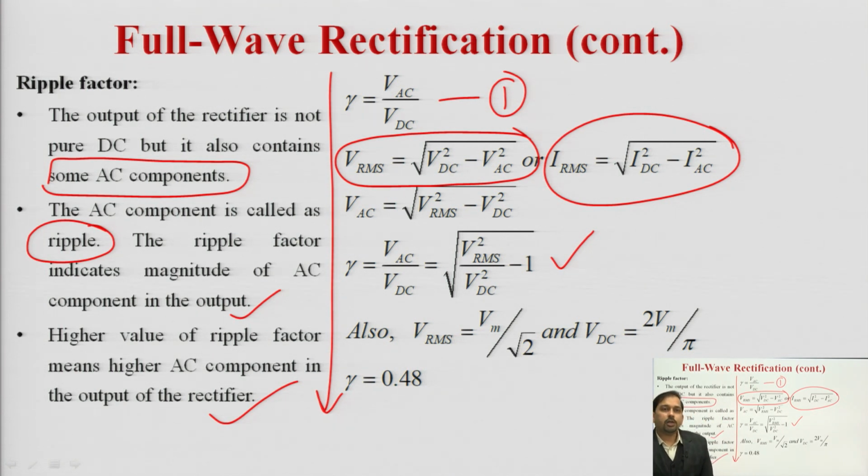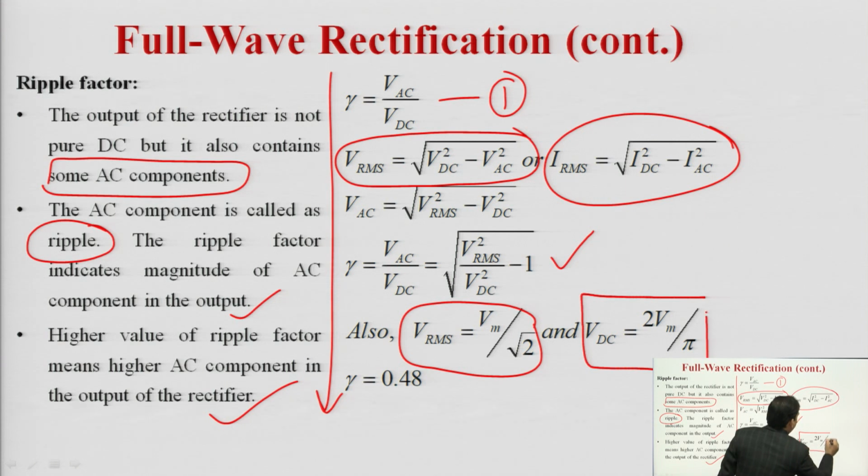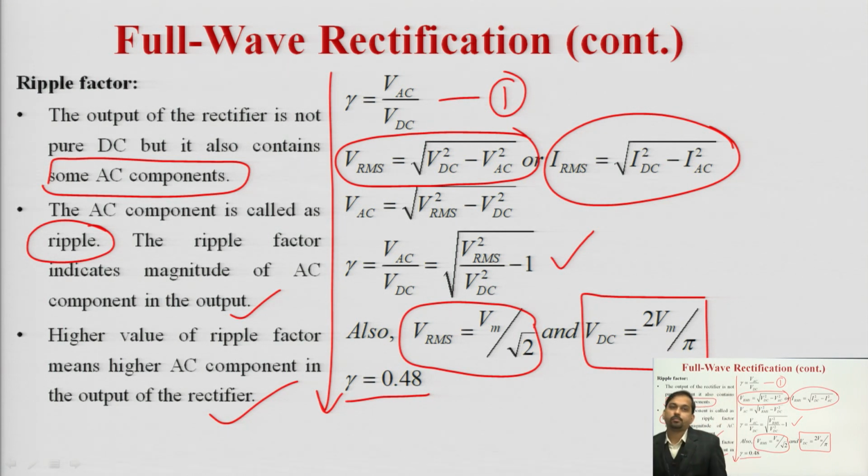Now we just need to substitute the values of Vrms and VDC for a full wave rectifier. These values are Vrms equals Vm by root 2 and VDC equals 2 Vm by pi. We can see here that the ripple factor comes out to be 0.48. The ripple factor is 0.48, previously it was 1.21.